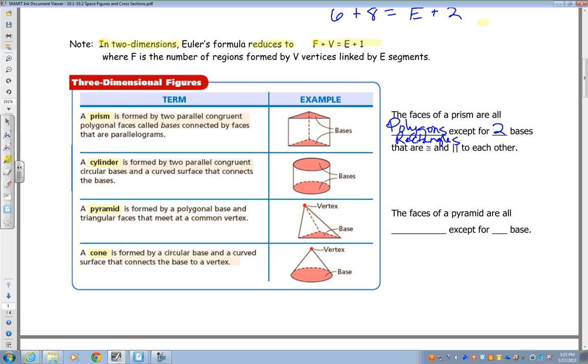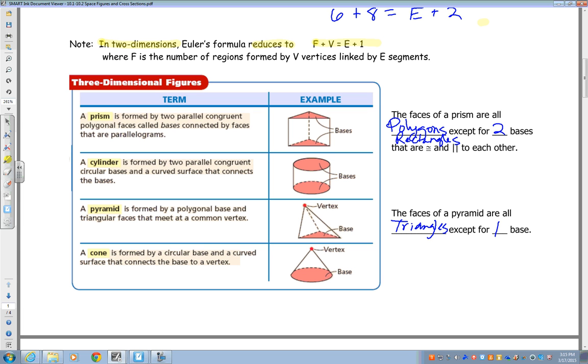Now, if I'm looking at the faces of a pyramid, they're all triangles, except for the one base. The one base could be a rectangle, it could be a pentagon, it could be a hexagon. But the remaining faces would be triangles. Now, this first example is a polyhedron. The cylinder is not, because the circle is not a polygon. This pyramid here, do you see how it's leaning? Whenever it's leaning, we call that oblique. This will be an oblique triangular pyramid.